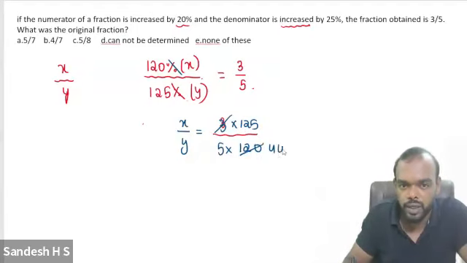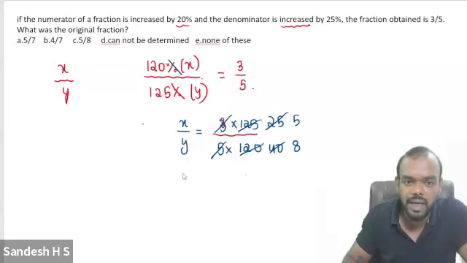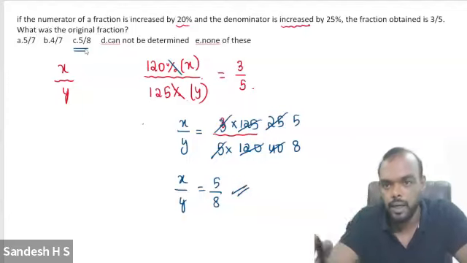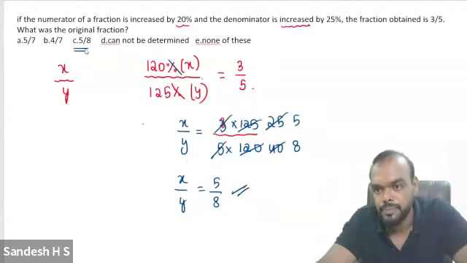3 into 40. 5 into 25. 5 into 5. 5 into 8. So my x by y value is 5 by 8. So that is my original fraction. Option C is the right answer. I showed you a perfect answer. Did you understand this question, everybody?